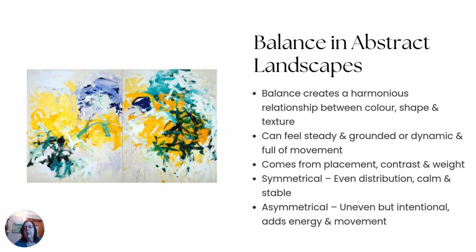Asymmetrical balance, which is more dynamic, is at play in Mitchell's painting. One area carries more visual weight than another, creating a sense of movement and tension. The large, energetic brushstrokes clustered in certain areas keep the composition feeling alive, drawing the eye across the canvas in an engaging way. Balance isn't just about placement. It also comes from colour, contrast, and texture.